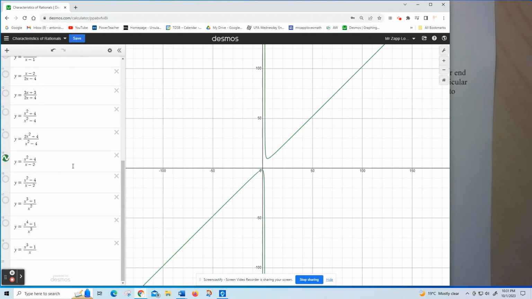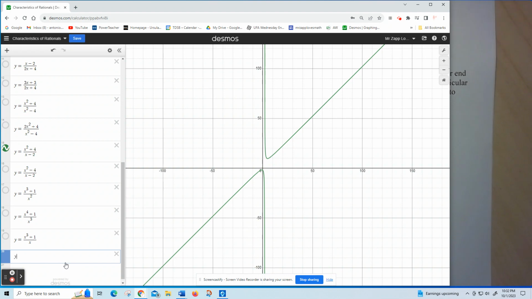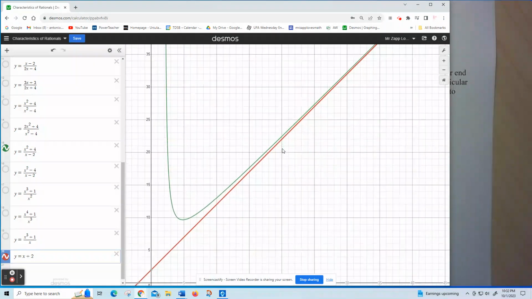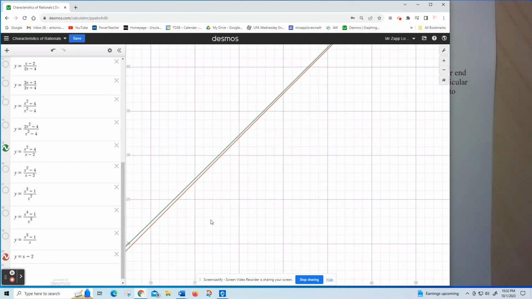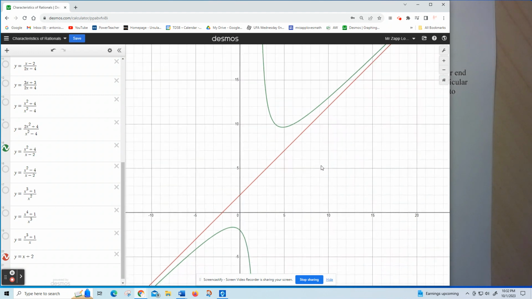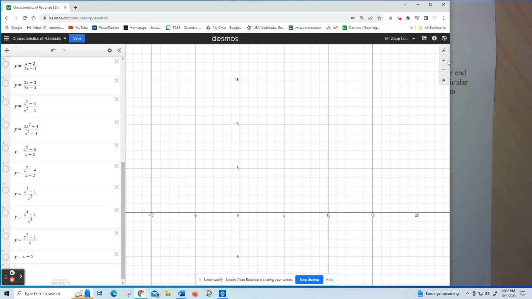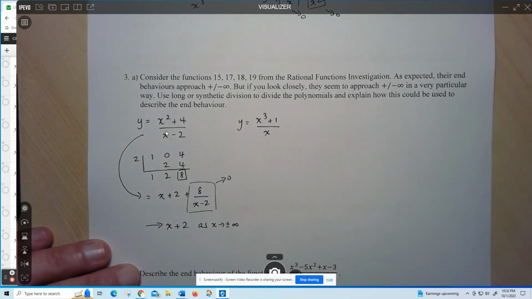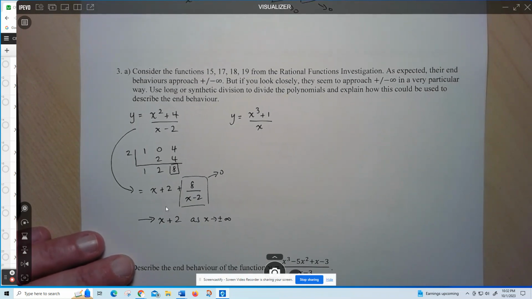Okay, so here, let's now graph y equals x plus 2. And we see that, there we go. Indeed, it's not going to be exactly equal to it, but it's getting closer and closer and closer. So it looks like not only can we justify that this function is going to approach positive or negative infinity, we've justified that it does so by approaching a line, and we can actually determine the exact line.